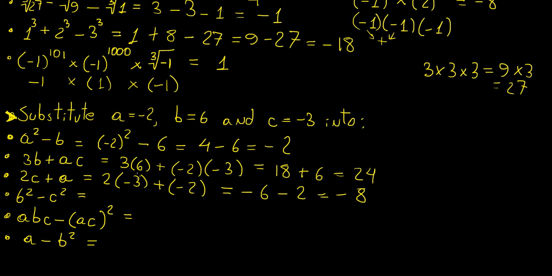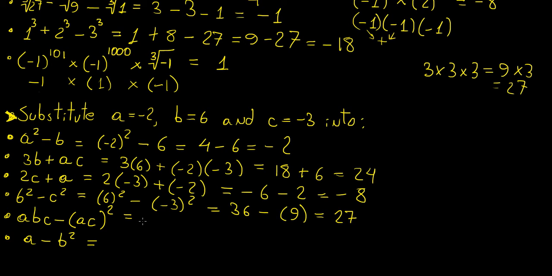b squared minus c squared, that's going to be 6 raised to the power of 2 minus minus 3 raised to the power of 2. So 6 to the power of 2, that's going to be 6 times 6, that's 36. And then minus whatever results from this operation. So raising this to an even power, that's going to result in a positive number. And 3 squared is just going to be 9. So now we have this negative sign, which means 36 minus 9 is going to be 27.